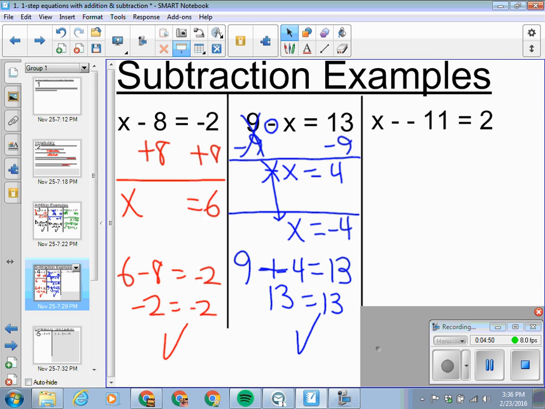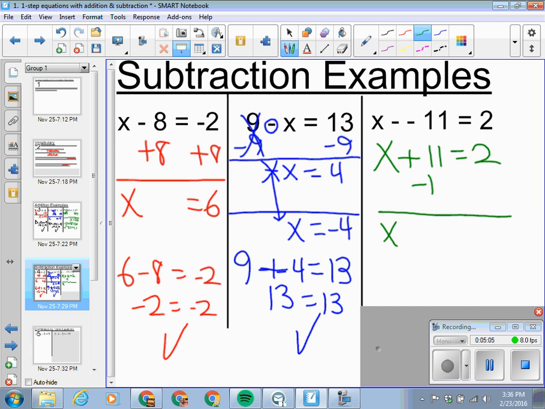And finally, x minus negative 11 equals 2. I would go right ahead and rewrite that. Minus negative equals plus positive. So now it's an addition problem, so we know we're going to subtract. Get x by itself by subtracting 11 from both sides. x equals negative 9. Check step. Negative 9 plus 11 equals 2. It sure does. We are good.